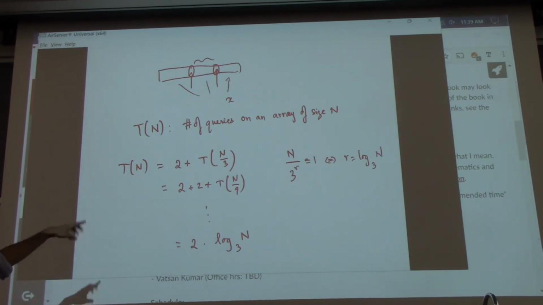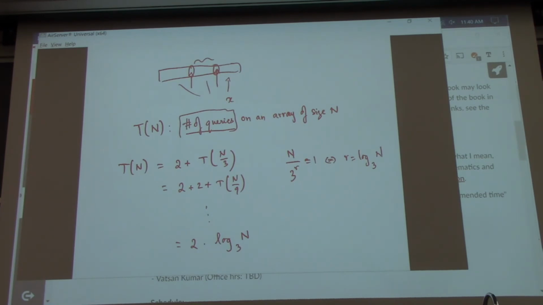Right. So this is the number of 2's that will show up in this calculation. Essentially, the overall running time is 2 times log n to the base 3. Why did we do this 2 plus? What do you mean? We added the 2. Yes. So why? Because I was counting the number of queries that the algorithm performs.